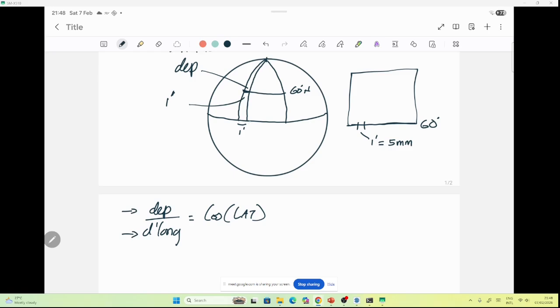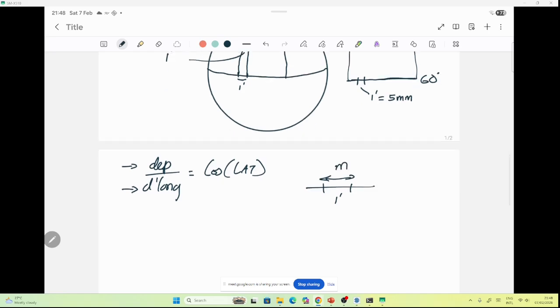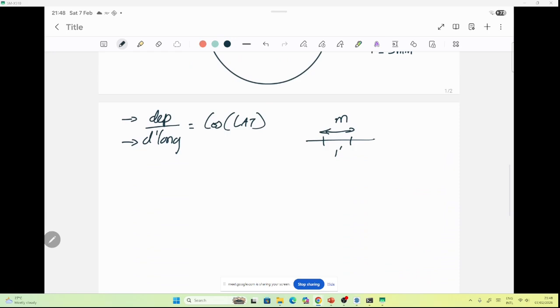So the distance of d long, how much is the distance in meters of 1 minute longitude at the equator? Can somebody tell me in meters? How do we find the distance at the equator? Okay, let's see. Since we don't have much time, I will do it by myself.